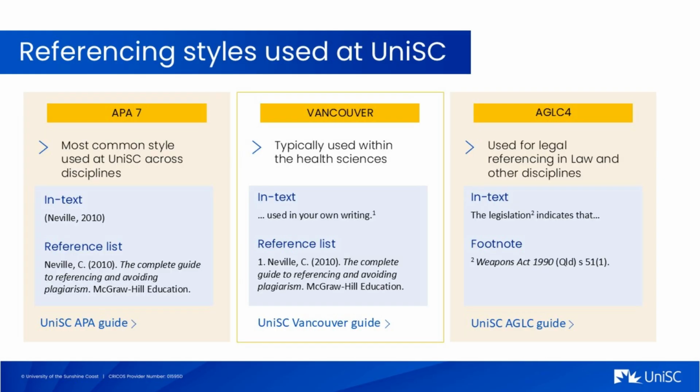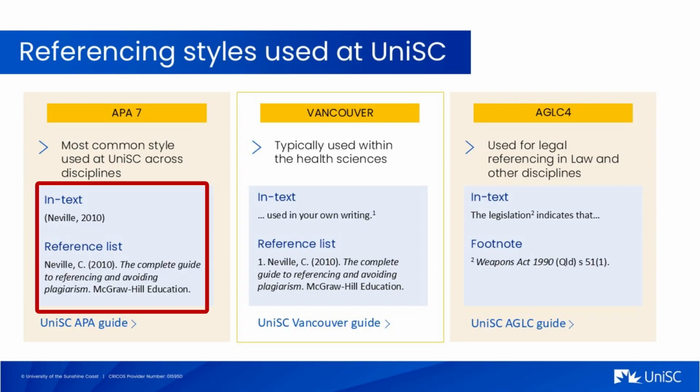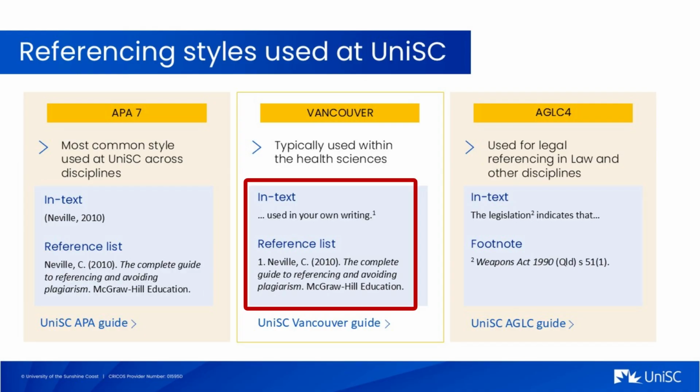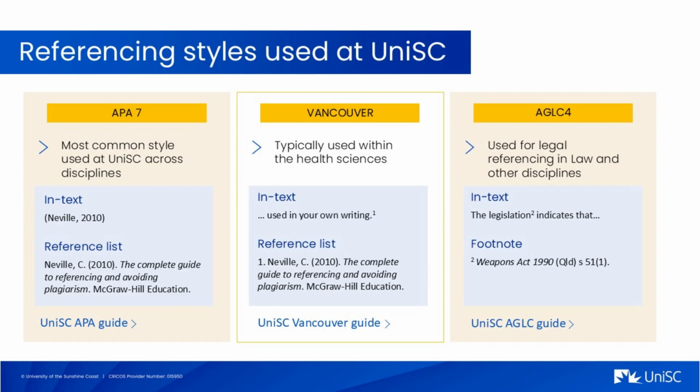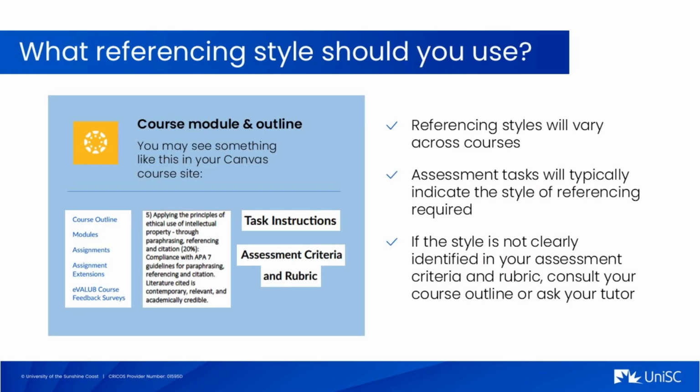At UniSC, the most commonly used referencing style is APA 7. Some disciplines use Vancouver, and law uses AGLC 4. The key difference between styles is their structure. APA uses an author date system. Vancouver uses numbered citations, and AGLC uses footnotes. Always check your assessment instructions or rubric to confirm which style you're expected to use.